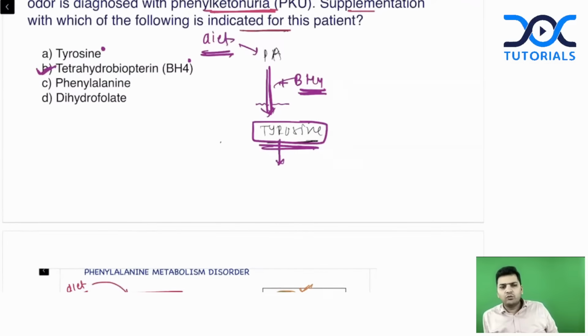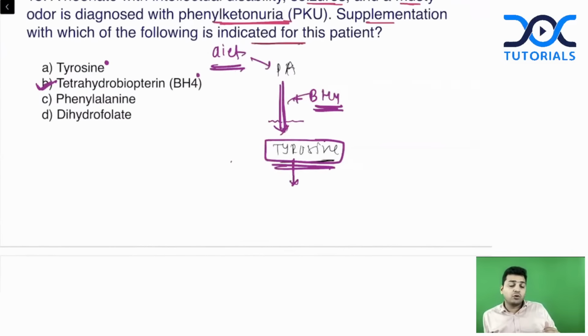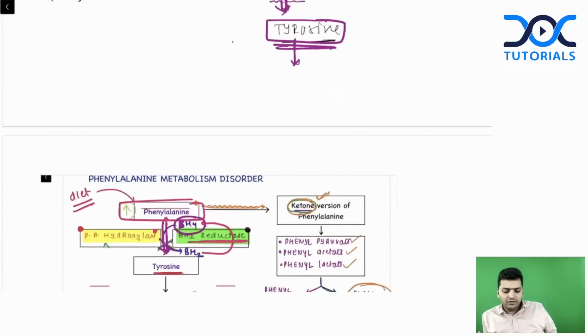Yes, it was a tricky question because tyrosine was also given in the choice. So what is supplemented? We will give tyrosine, we'll give BH4, but the better answer is going to be BH4.